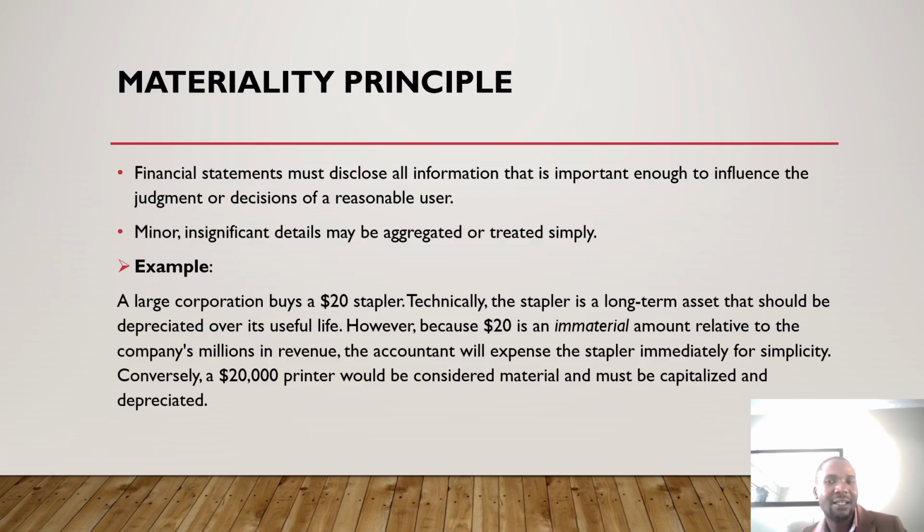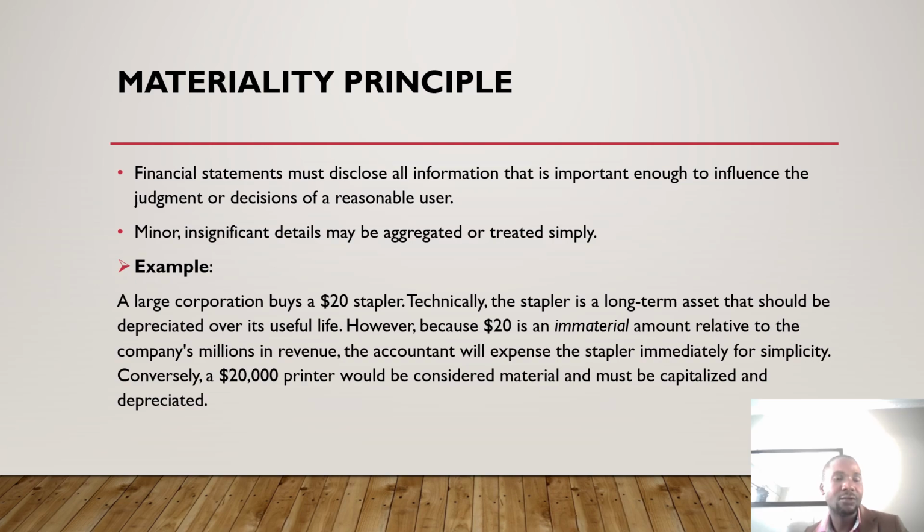Technically, the stapler is a long-term asset that should be depreciated over its useful life. However, looking at the value now, the $20 is an immaterial amount relative to the company's millions in revenue. So the accountant will simply expense the stapler immediately for simplicity. We don't have to carry the stapler machine for 10 years; it can just be expensed as part of stationery, because that value cannot change the decisions of the users of information.